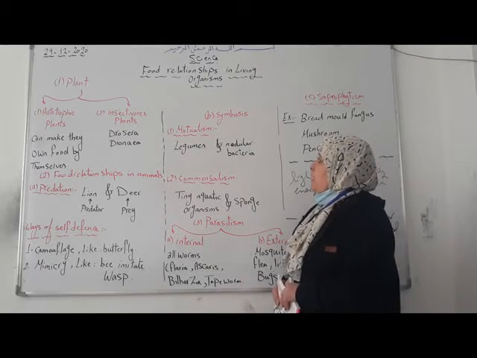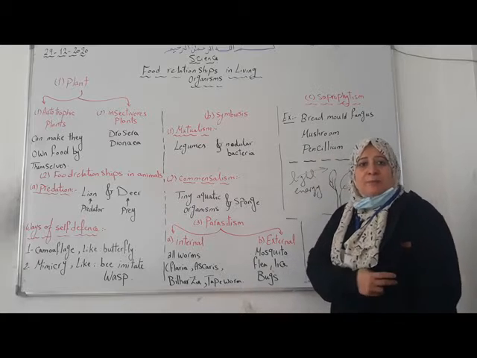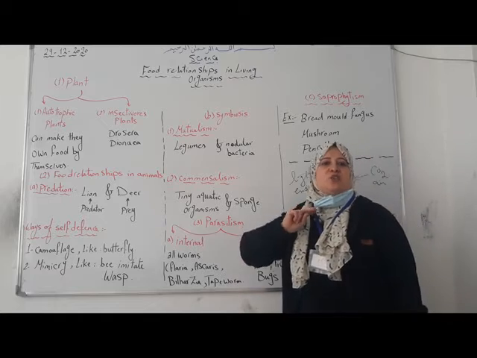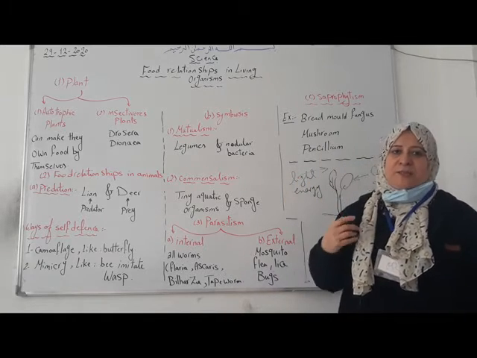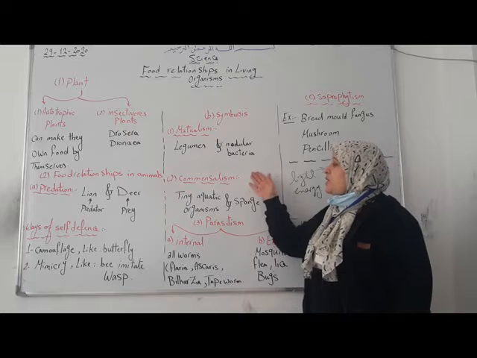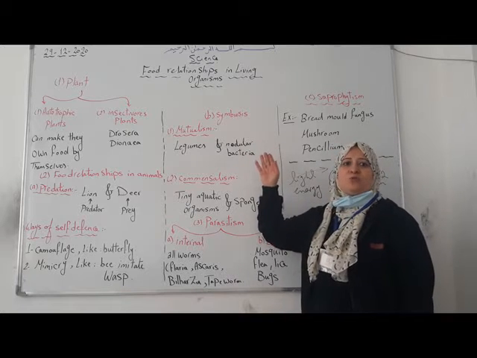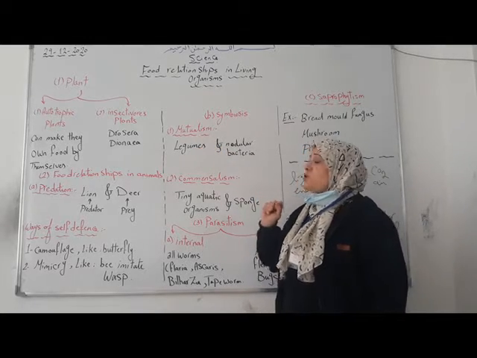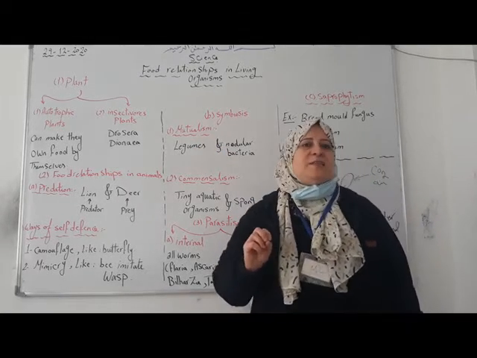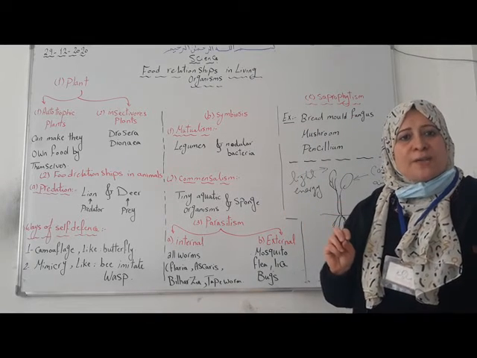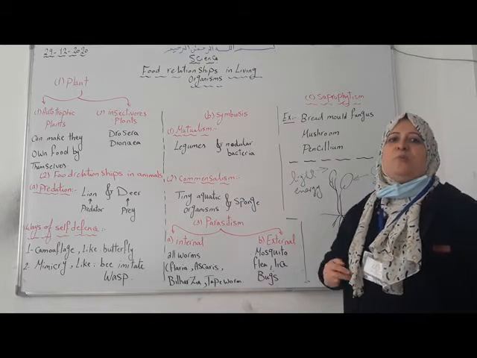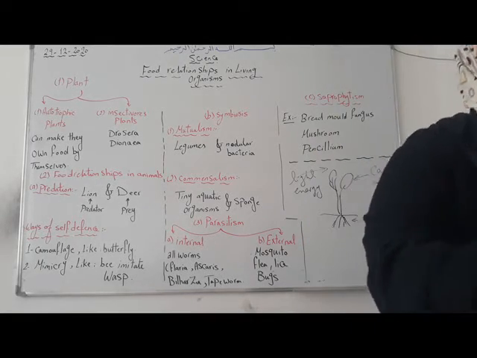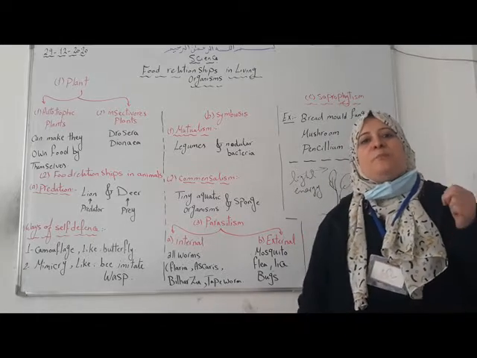Okay, the second type of food relationship in animals is symbiosis. Symbiosis is a relationship between two living organisms. But there are three types of symbiosis according to the relation. The first type is called mutualism. Mutualism is a food relationship in which both living organisms benefit from each other. Both of them benefit from each other. Benefits means يستفيد. Okay? Both animals benefit from each other.